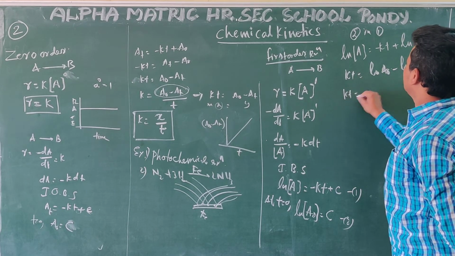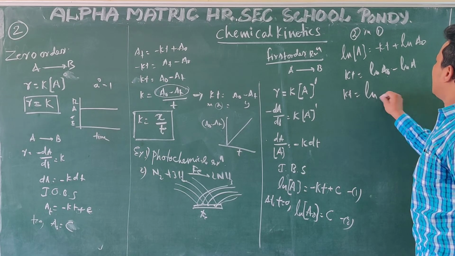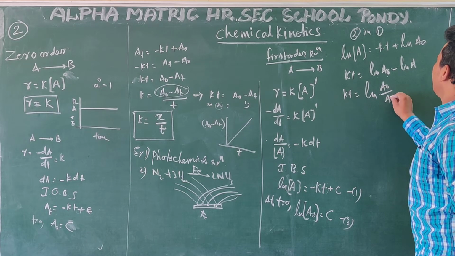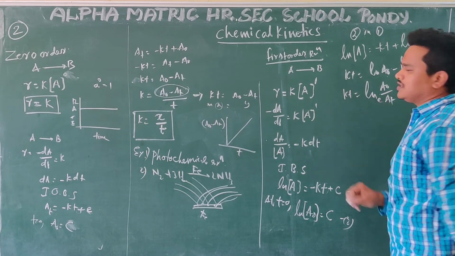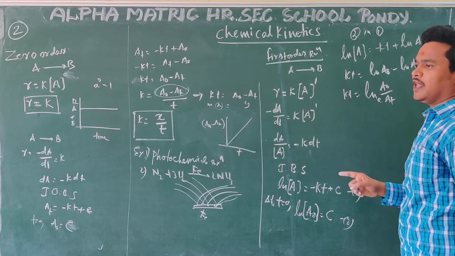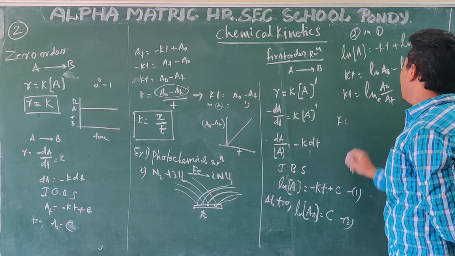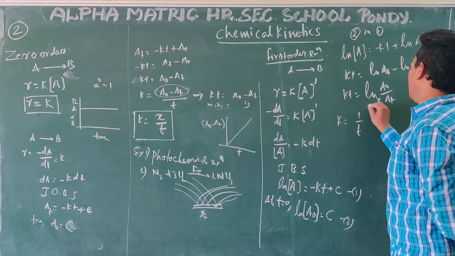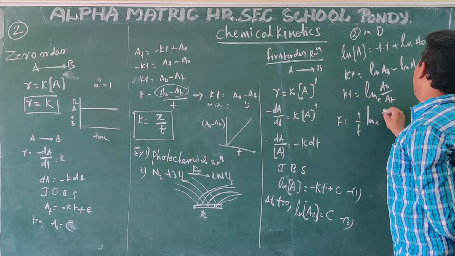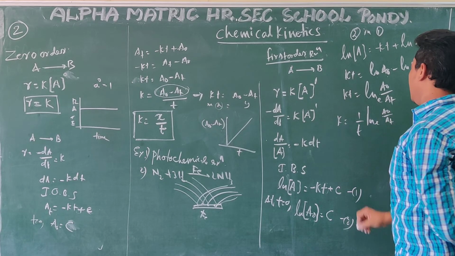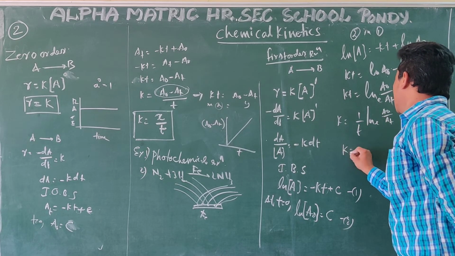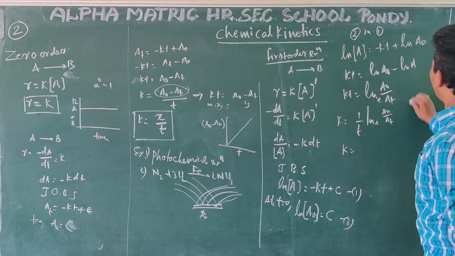KT is equal to log A minus log B, what is the formula? Log A by B. Ln you are writing is base e, log you are writing is base 10. Here what I need is K. K means 1 by T ln A naught by AT. Here K is equal to this, ln I am going to convert into log.